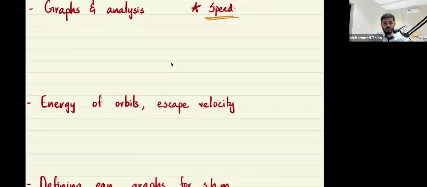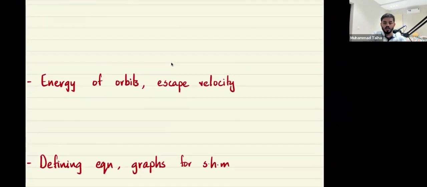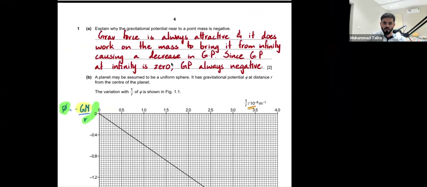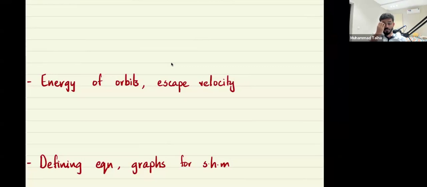Energy of orbits is something which has started to be asked a lot recently again. It was also asked in the March 24 paper. I'm pretty sure I have it open here on the side. If I don't, let's pull this up. Then I'll be referring to this periodically. So energy of orbits, escape velocity. What velocity do you need to completely escape the gravitational field of the Earth? This is also a derivation. It's also a concept in and of itself.